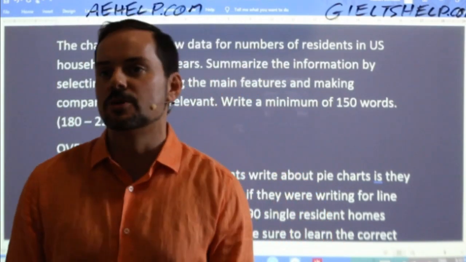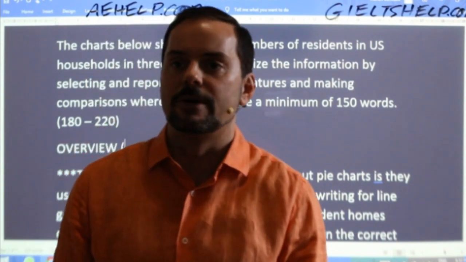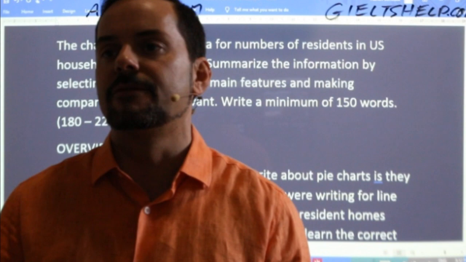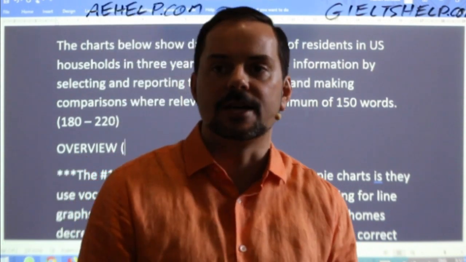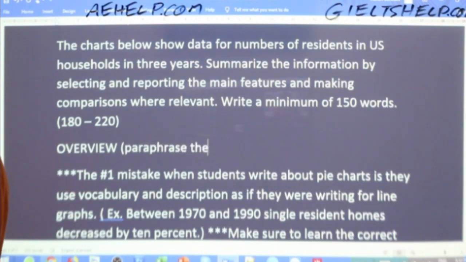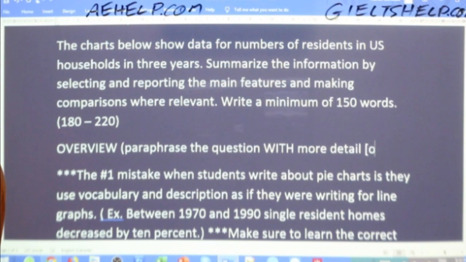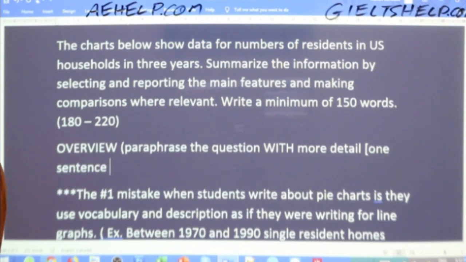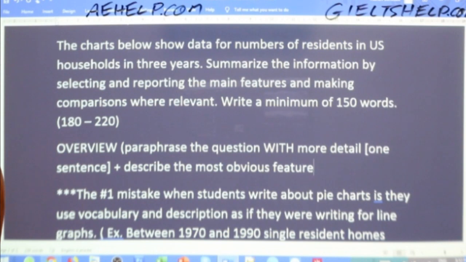Maxime says, describe the most obvious information. Yeah, because it's an overview, right, Maxime? And even before that, paraphrase with details. Thank you, Pachu. So Pachu says, paraphrase the question with more detail. That's one sentence. Okay. And then your next sentence is describe the most obvious feature. Okay. So that's what we're going to do.